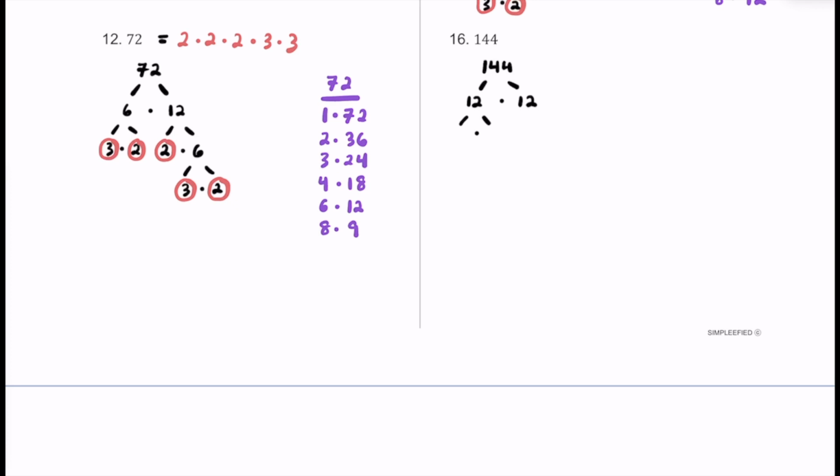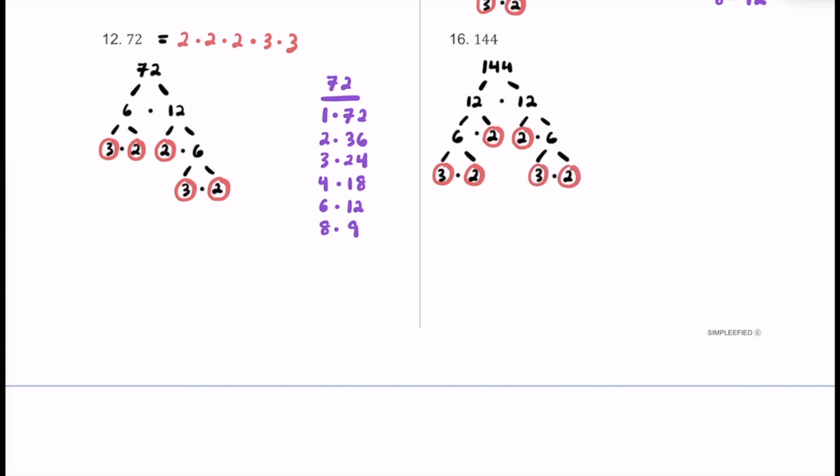12 is going to break into 6 times 2. And also we can say that this 12 is going to break into 6 times 2 or 2 times 6. These 2s are prime, so those are going to stop where they are. And then these 6s are going to keep breaking down. The 6 we can say is going to be 3 times 2. I'm going to go ahead and circle these prime factors. And then this 6 over here we can also break into 3 times 2.